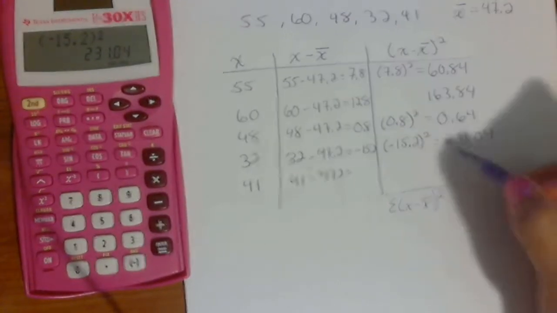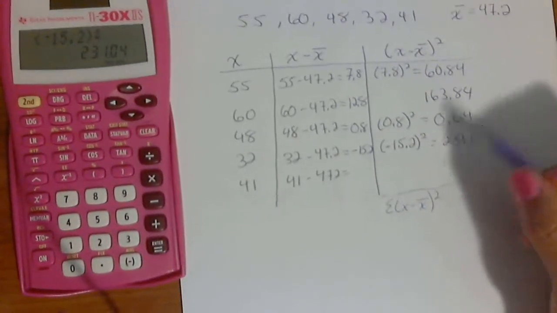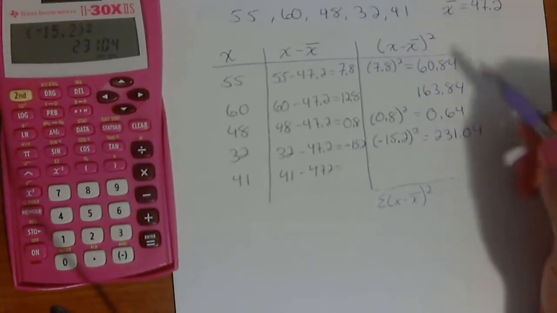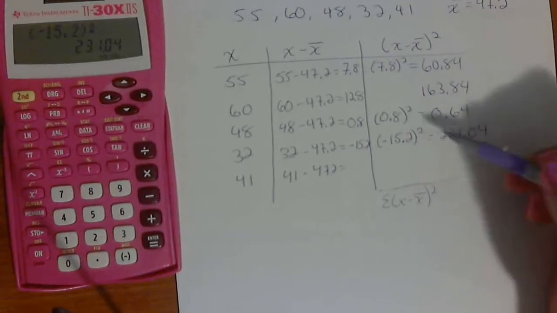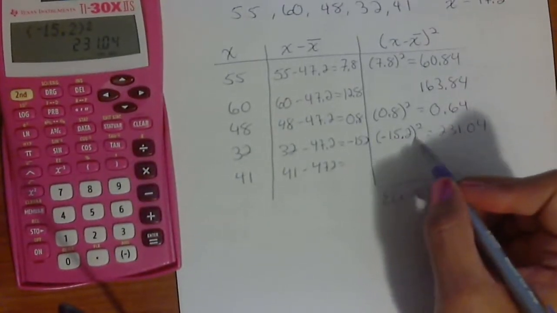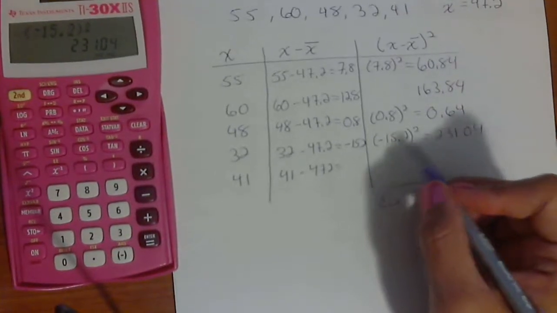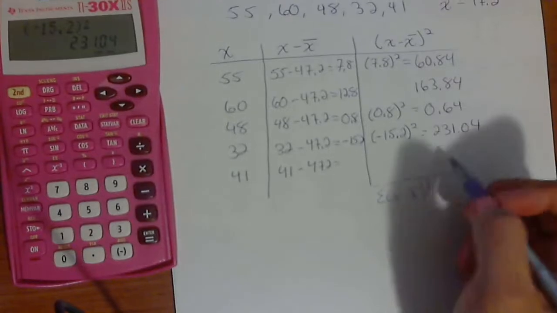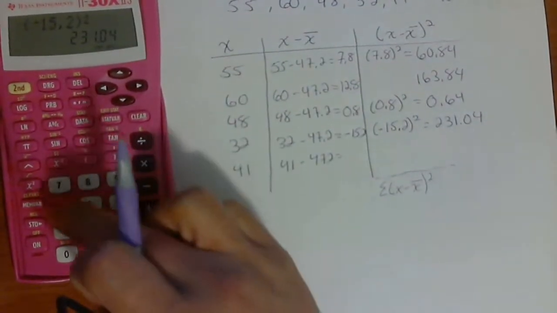231.04. Notice it came out to a positive number. Everything in this column needs to be positive because you're squaring it. Square means that I've multiplied a negative 15.2 times a negative 15.2. Well, and remember, a negative times a negative becomes a positive. So this entire column should be positive.